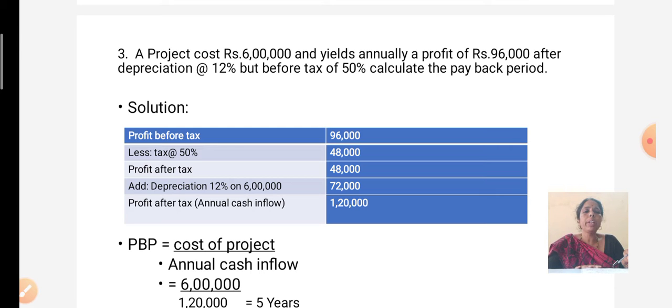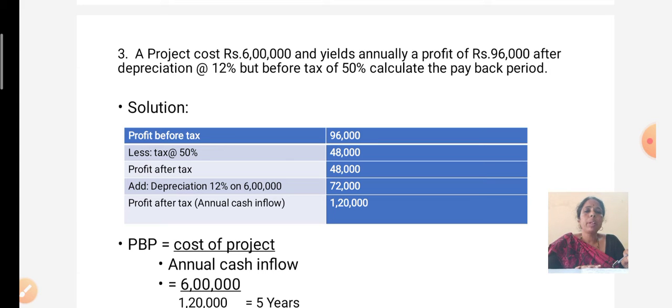Now we have to add back depreciation. The depreciation given in the problem is 12%. Now where do you calculate it? On the cost of the project. So 6 lakhs at 12%, we get 72,000. Now we look at the annual cash inflows after tax. So 48,000 plus 72,000 is 1,20,000. Now this is our annual cash inflow of the project.